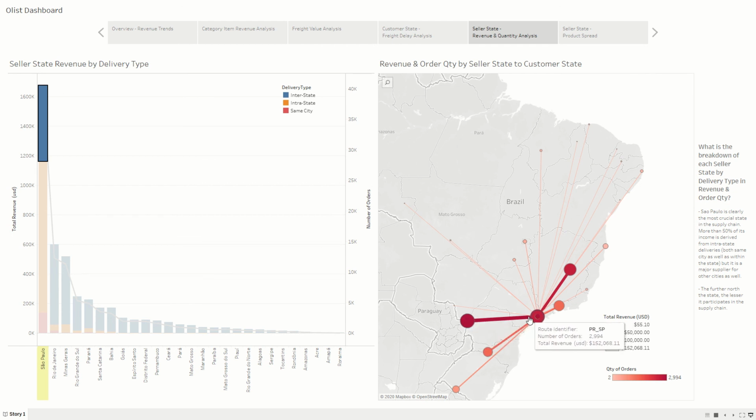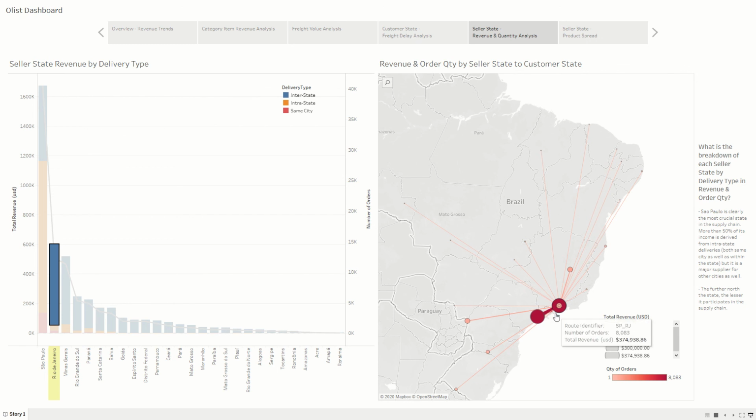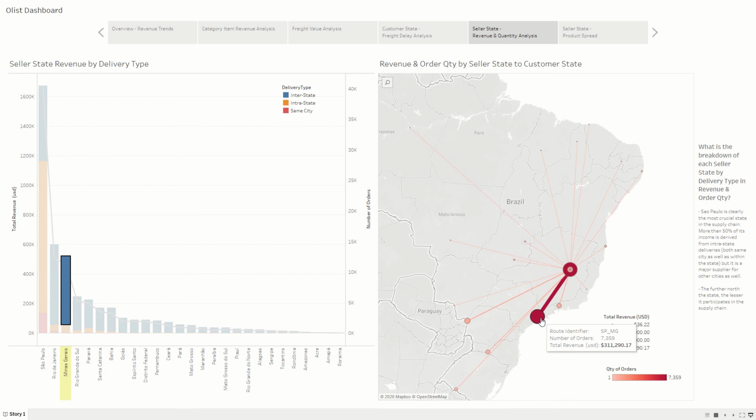So in a sense, you can think of it as infrastructure. There could be some infrastructure that they can improve within these two states, leveraging, of course, economies of scale. And if we do it for others, interestingly, Rio de Janeiro's most major partner is Sao Paulo. They give most of their orders to Sao Paulo, and the other states you can see here, but it's really little in terms of quantity. Again, Sao Paulo is the major partner that most states actually work with.